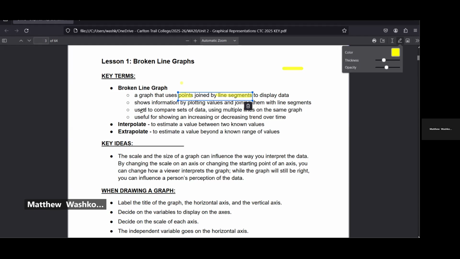You use this to compare sets of data. And we can use multiple lines over the exact same graph. This is good for showing trends, right? So, for example, I will show you an example of a broken line graph.